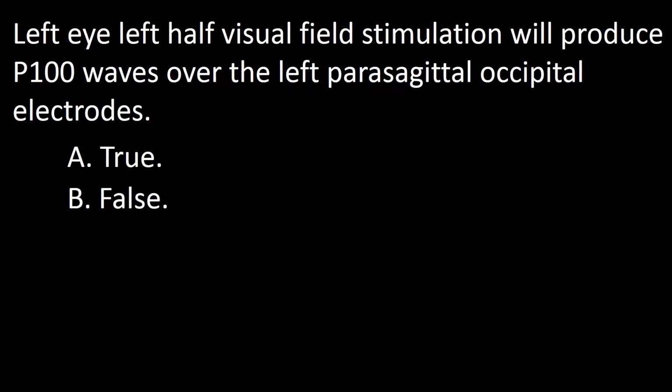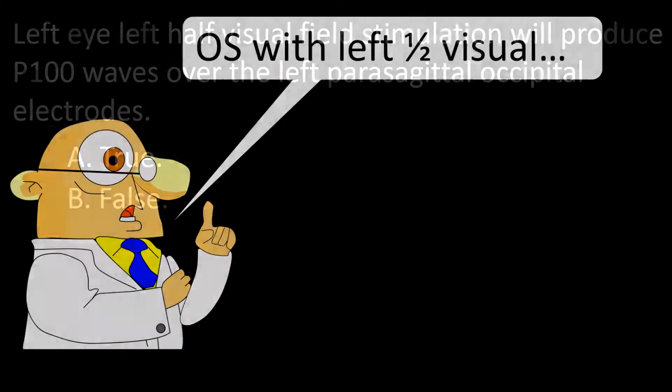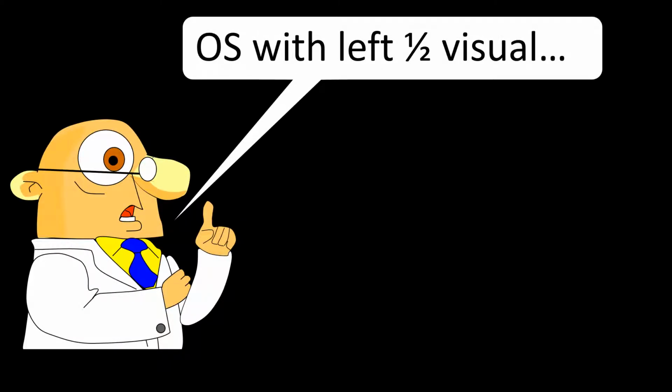Next question. Left eye, left half field stimulation will produce P100 waves over the left parasagittal occipital electrodes. A true, B false. Now let's see what happens when the left eye is stimulated by the left half of the visual field.